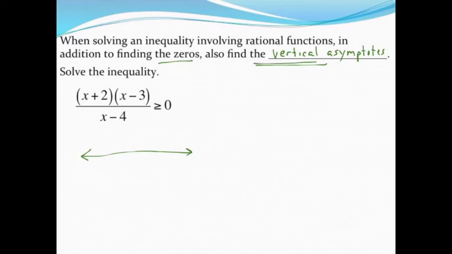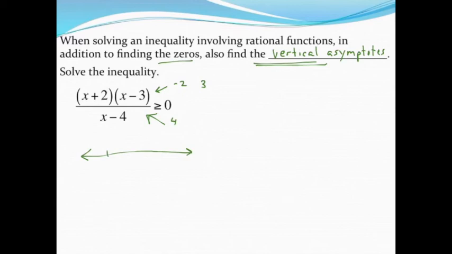Recall that to find the zeros of a rational function, it's whatever makes the top equal to 0. So in this case, my zeros are going to be -2 and +3. Anything that would make the bottom equal to 0 is going to be your vertical asymptote. So my vertical asymptote this time is going to occur when x is 4. So let's go ahead and get those 3 points graphed on my number line.